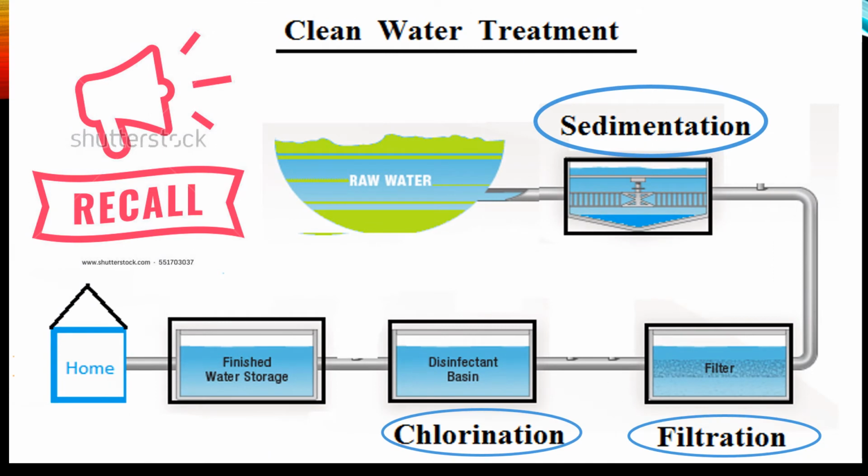Dear students, this is all about clean water treatment. Let's recall. Clean water treatment requires 3 basic steps. The first step is sedimentation. The second step is filtration. These 2 steps are common between sewage treatment and clean water treatment. The third step is chlorination. So this water is used for drinking purposes. That's why greater purity is required.